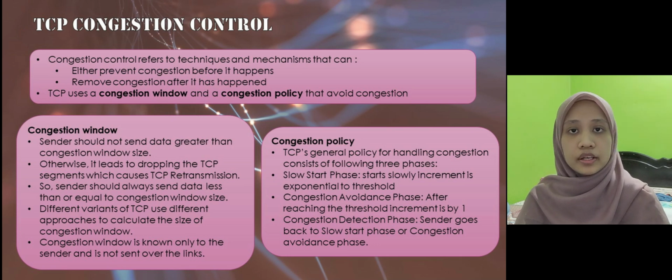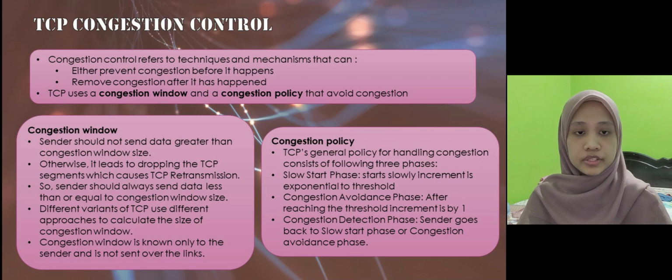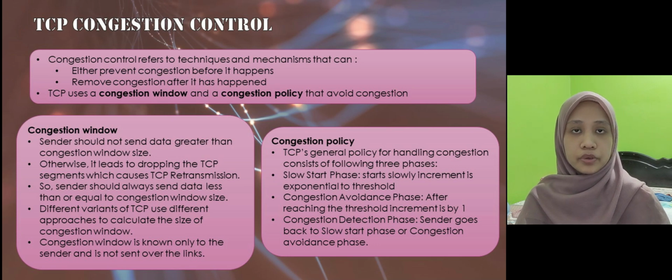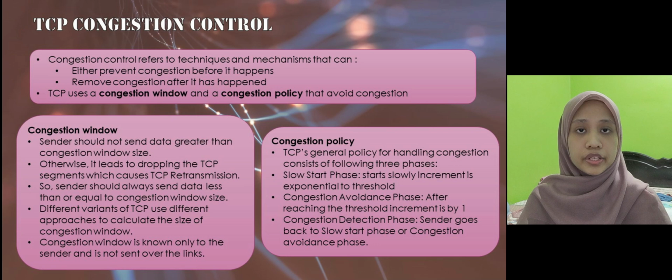So next is congestion policy. TCP's generous policy for handling congestion consists of the following three phases. First, the slow start phase, which is start slowly, with increment exponential up to the threshold. Second is the congestion avoidance phase, which is after reaching the threshold, increment is by 1. And lastly is the congestion detection phase, where the sender goes back to the slow start phase or congestion avoidance phase.